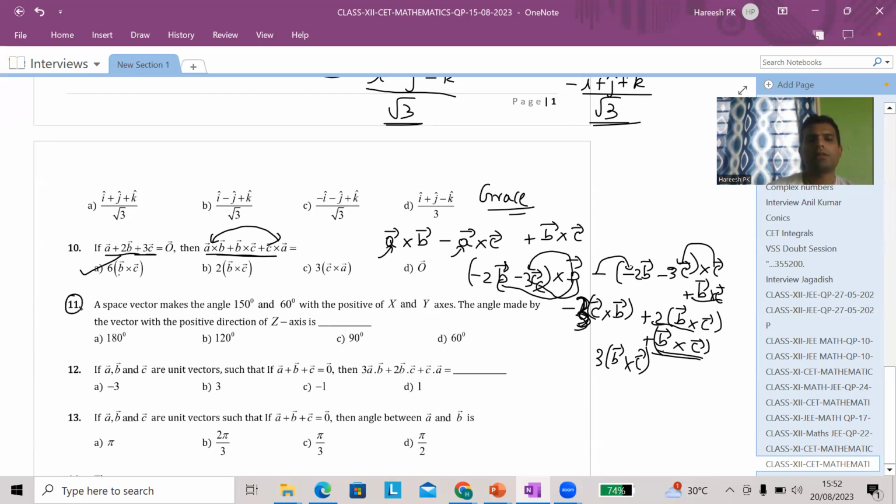The 11th is again based on cos square alpha plus cos square beta plus cos square gamma is equal to 1. So cos 150 is minus root 3 by 2, and when you square it, you will get 3 by 4. And cos 60 is half, so when you square it, you will get 1 by 4. So cos square gamma, adding up all of them should give 1, so cos square gamma is 0. So again, we end up getting cos gamma is 0. That means gamma is 90 degrees.